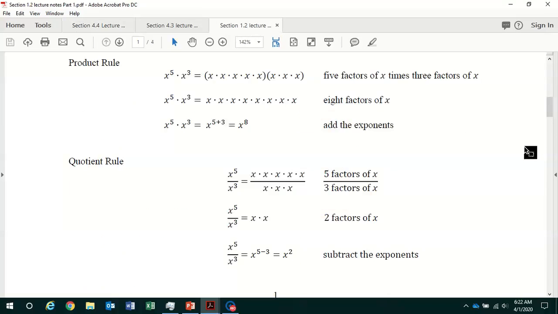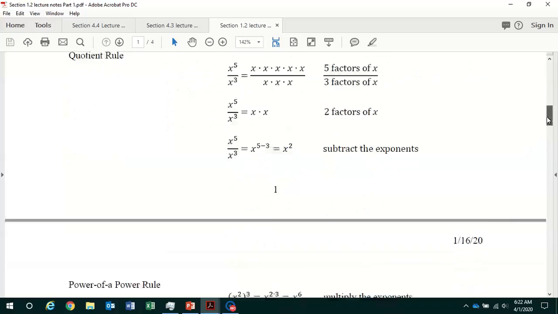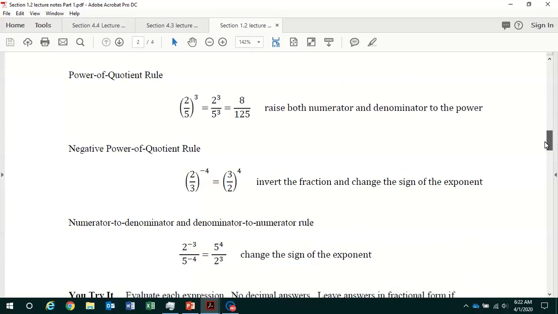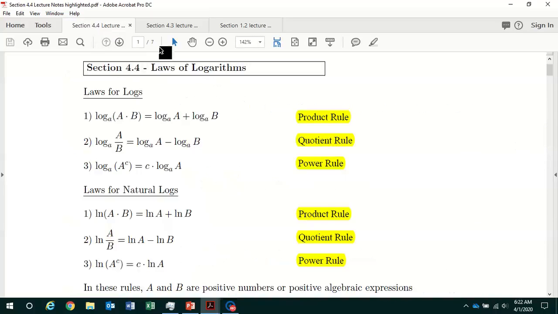Way back in section 1.2, at the beginning of the semester, we learned about the rules of exponents, and there were several of those. There were several rules of exponents that we learned. In this section, laws of logarithms, there are only 3 rules we have to learn. And so here are the 3 rules. We'll go through them one at a time.